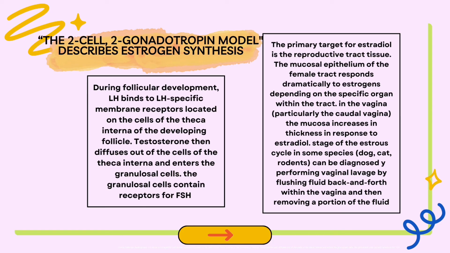During follicular development, LH binds to LH-specific membrane receptors located on the cells of the theca interna of the developing follicle. Testosterone then diffuses out of the cells of the theca interna and enters the granulosa cells. The granulosa cells contain receptors for FSH.